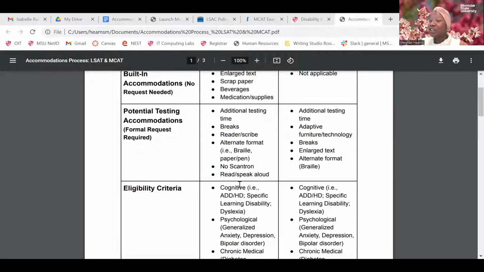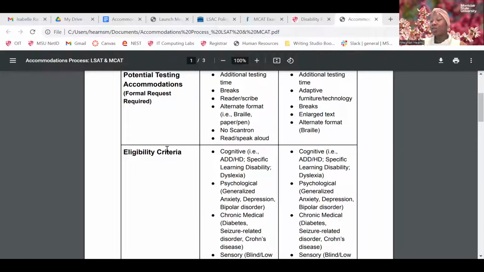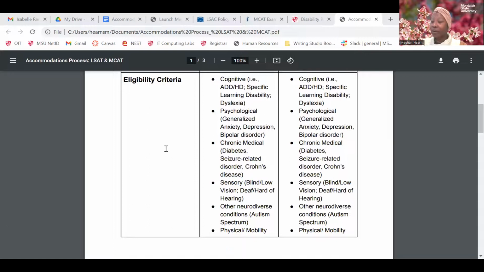So that's the good news of the accommodations that you may be able to receive on the LSAT and MCAT. Now we're going to talk about how to request it and what is required in that process. First and foremost, as I said, any student with a documented disability is eligible or can apply for accommodations on the LSAT and MCAT.